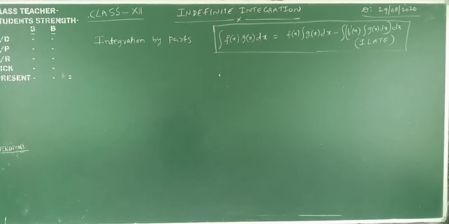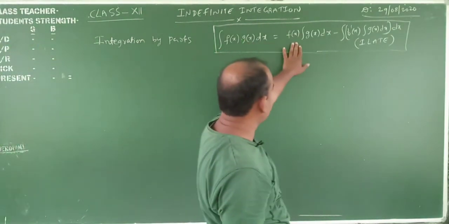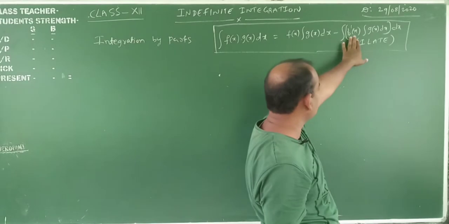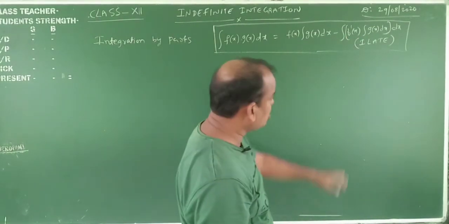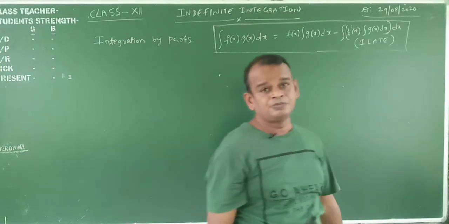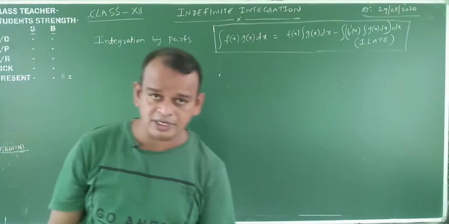Okay, my dear students. Once again, we will see the formula. The integral of f of x, g of x dx is equal to f of x into the integral of g of x dx, minus the integral of f dash of x into the integral of g of x dx, where f and g are chosen by the order of the letters ILATE. Which one comes first, that is the first function. Which one comes after that, that is the second function, my dear students.